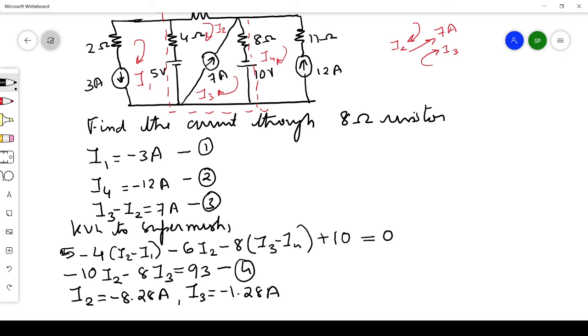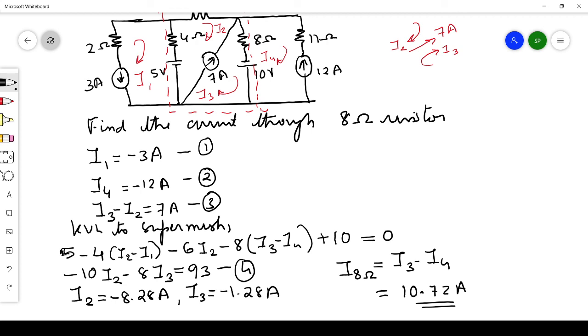So what is the current through the 8 ohm resistor? If you observe this diagram, both I3 and I4 flow through the 8 ohm resistor. So the current through 8 ohm is the difference between I3 and I4, so I3 minus I4. We know the value of I3 is minus 1.28 and I4 is minus 12, so minus 1.28 plus 12. The answer becomes 10.72 amperes. This is the answer for this question.